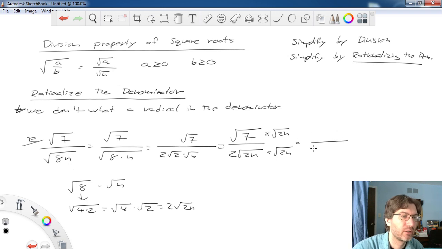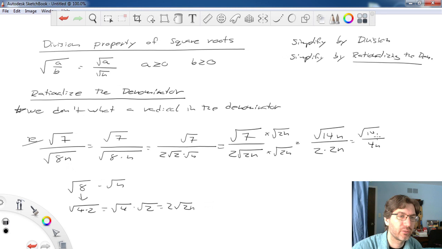So you're going to get 2 times 2n, which you can do as 4n, and this will be the square root of 7 times 2 times n. 7 times 2 is 14n. And then you can simplify this even further by doing the 2 times 2. So this is going to equal the square root of 14n over 4n.